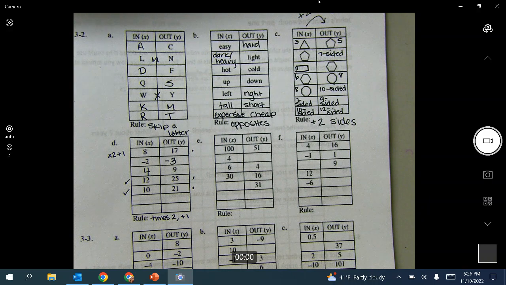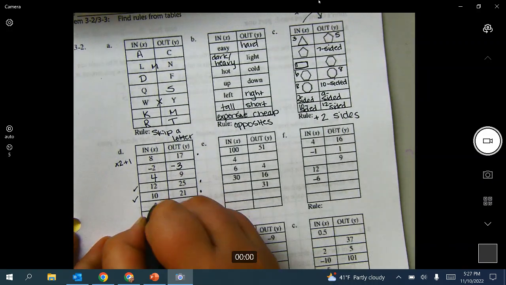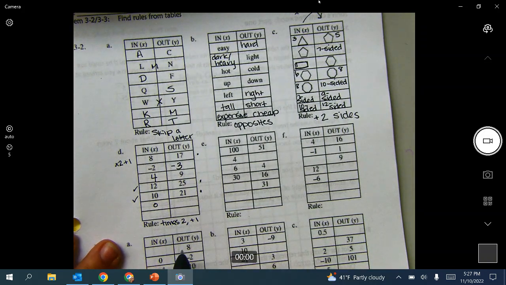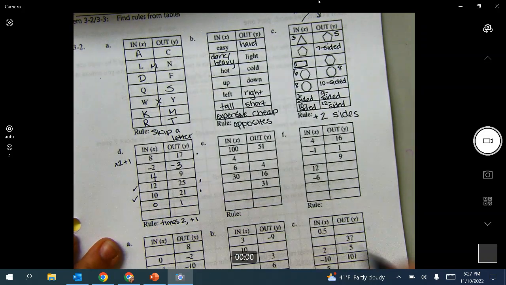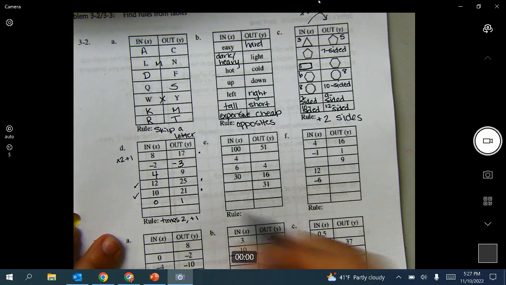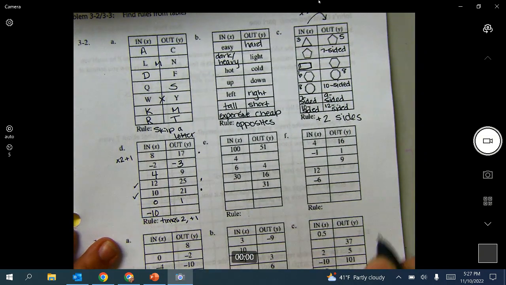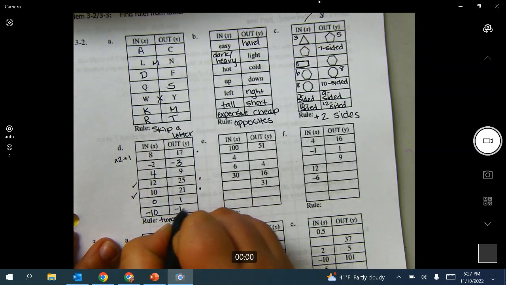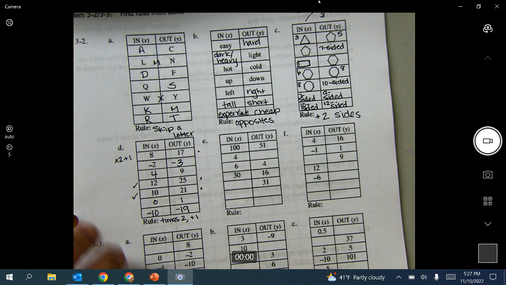So you guys should be creating your own, not copying mine. But I'm going to do, let's see, 0. So 0 times 2 is 0, and then plus 1 gives me 1. Or maybe it's -10, and -10 times 2 is -20. -20 plus 1 gives me -19. Okay, we're going to go ahead and skip a couple.